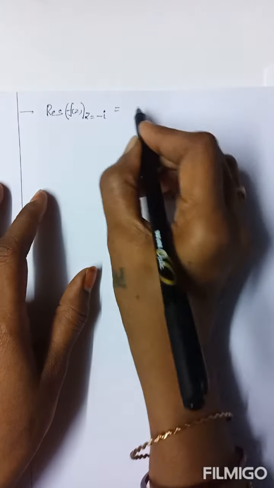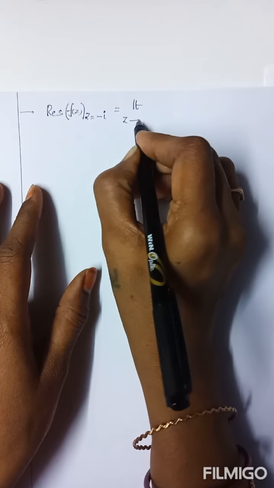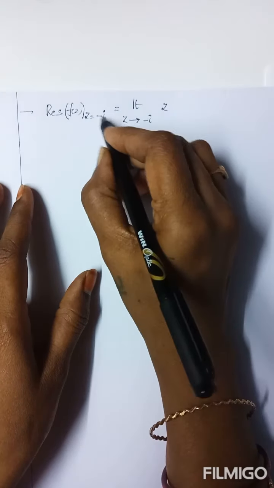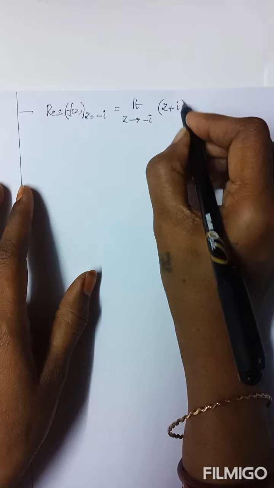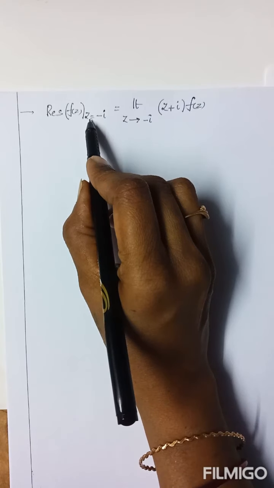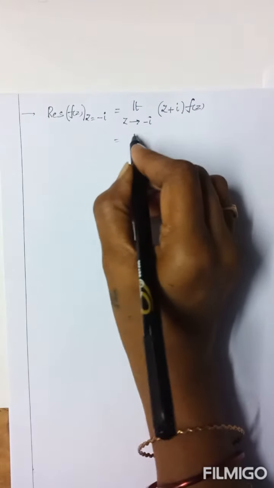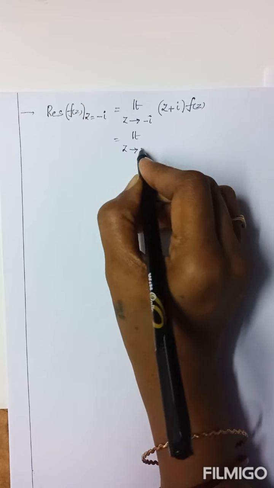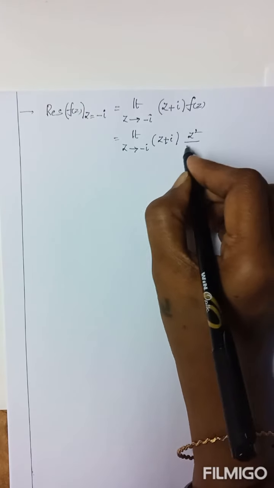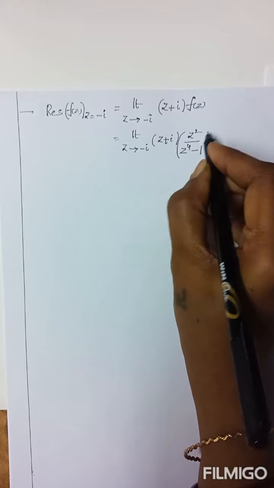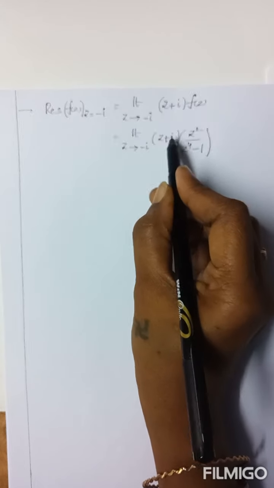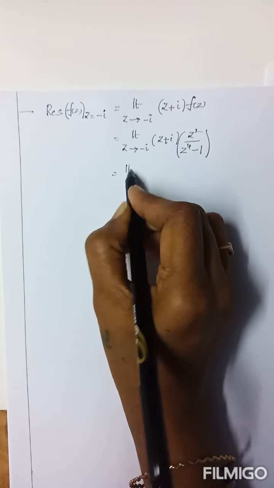This is the residue of f(z) at z equals i. Next, z equal to minus i. Formula: limit as z tends to minus i of (z minus a) times f(z), where z minus a is nothing but z minus (minus i), that is z plus i. Limit as z tends to minus i of (z plus i) times f(z), which is z square by z power 4 minus 1. Here also write z equal to minus i: the numerator is 0 and the denominator is 0, and the 0 by 0 form is undefined.